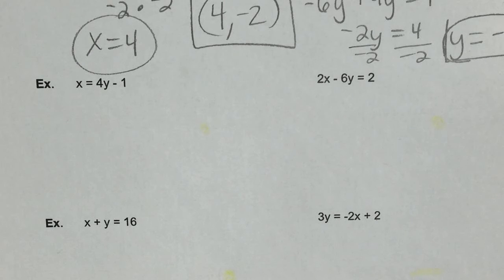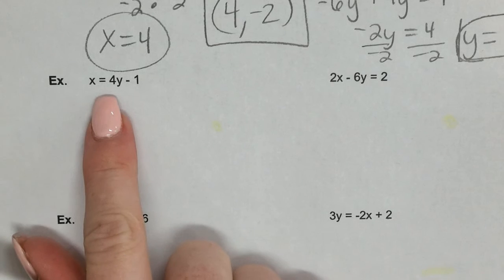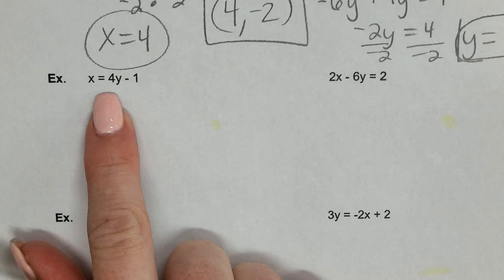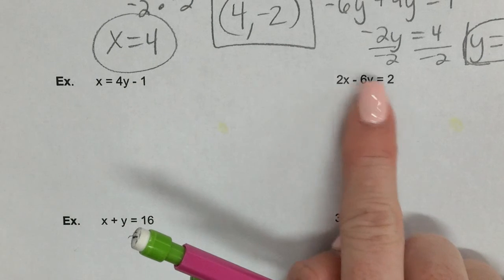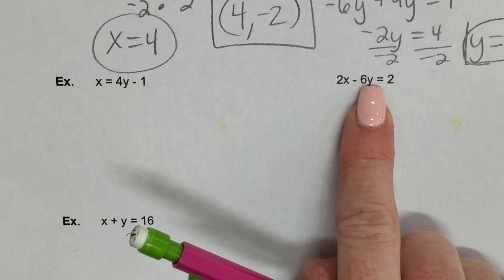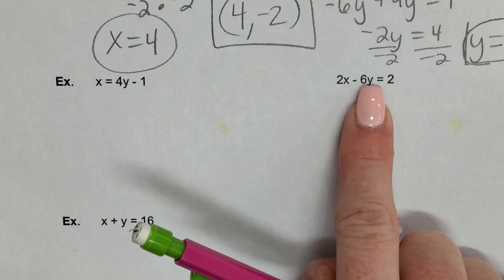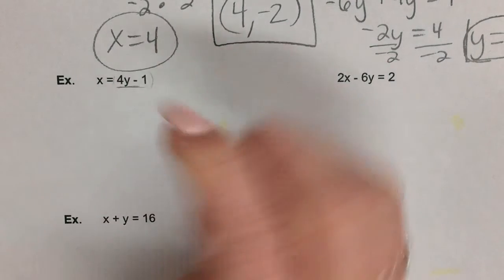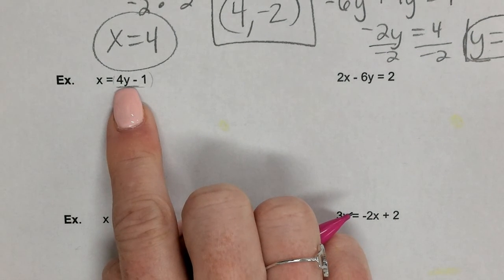The next one, which one would you use? Why? Because it's already isolated. Now, this is one where you're going to have to do distributive property, and I'm going to tell you why. Both of these numbers are coefficients. Does that make sense? And this is a whole thing. It's not just one number.